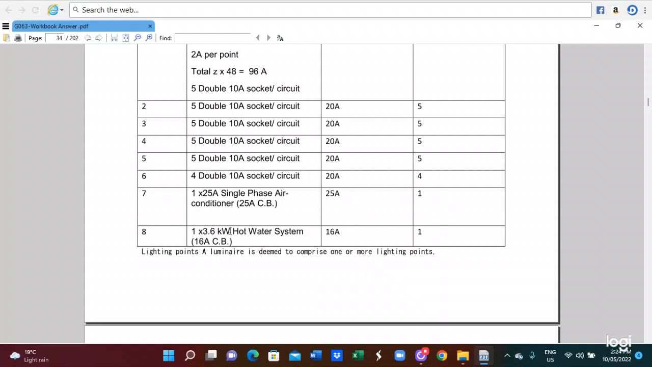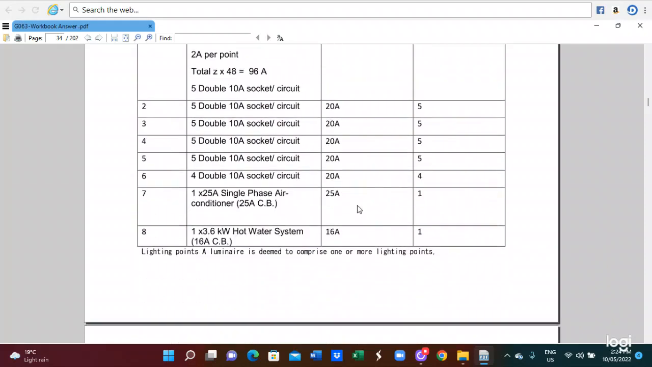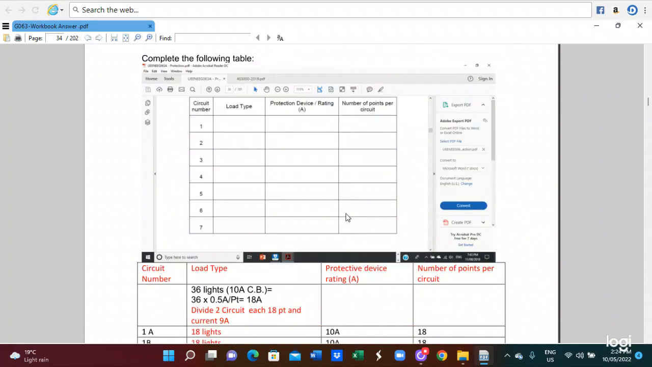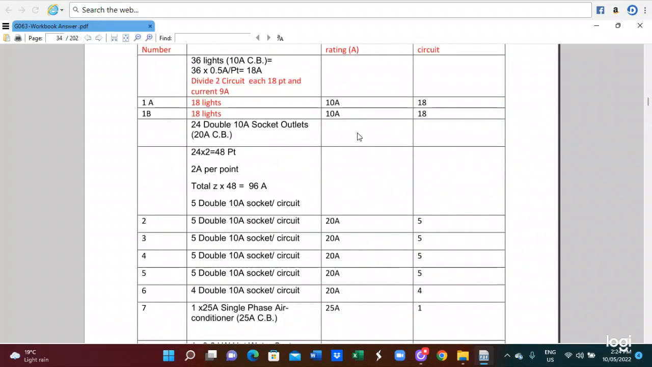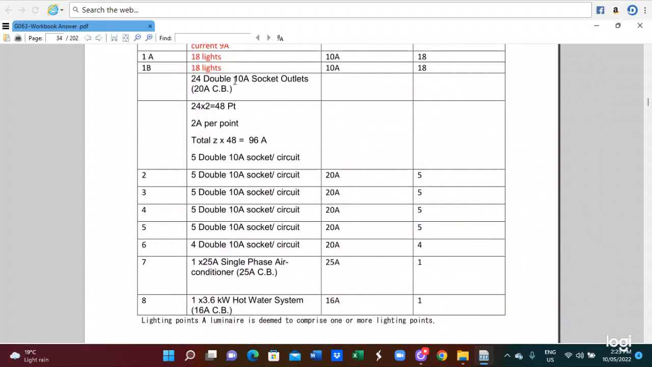And 1 number 3.6-kilowatt hot water system. The current we already calculated, the 16 ampere. So we add all the currents. By this way, you can find out the current rating and protective rating. So this is the kind of protective rating, this is the number of points per circuit, and this is the kind of equipment.